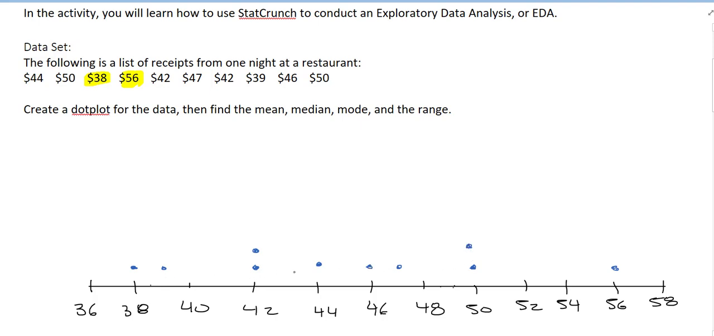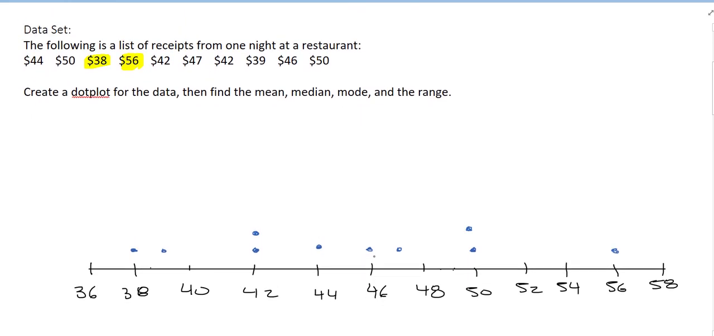So notice that this is my dot plot. Two values repeat. We could say that it's bell shaped. I could draw a very narrow bell curve around this. It's pretty even. All right, so there's our dot plot.